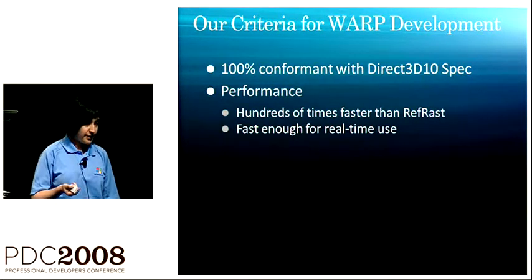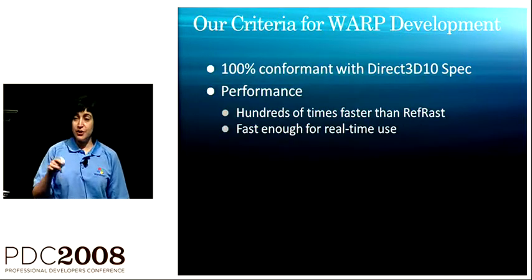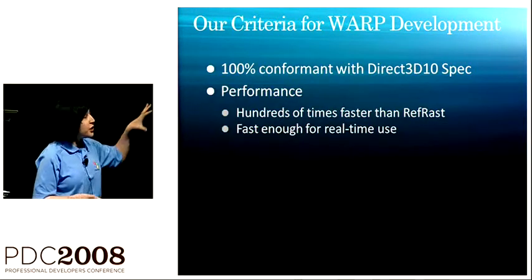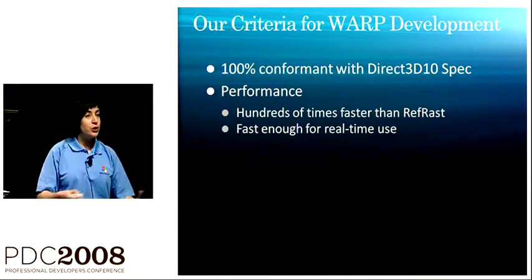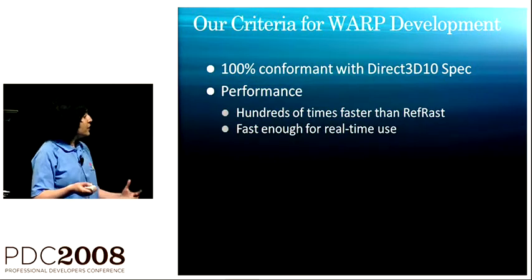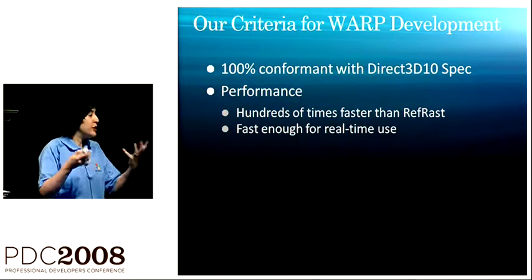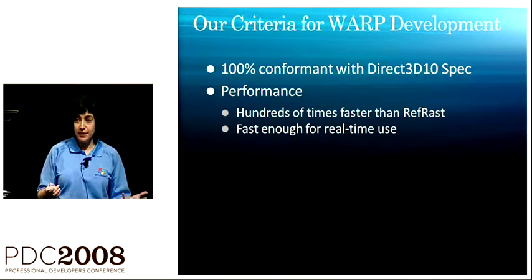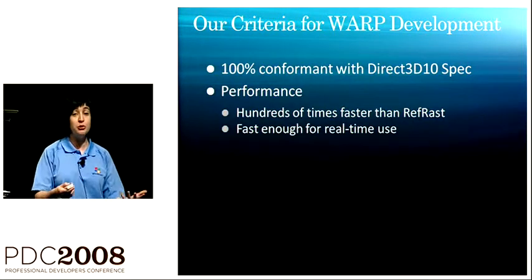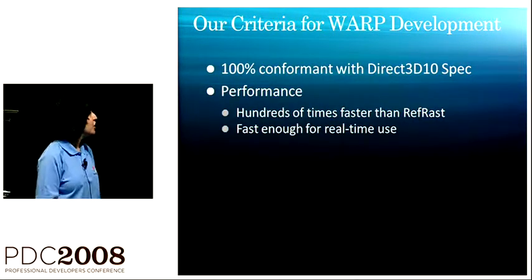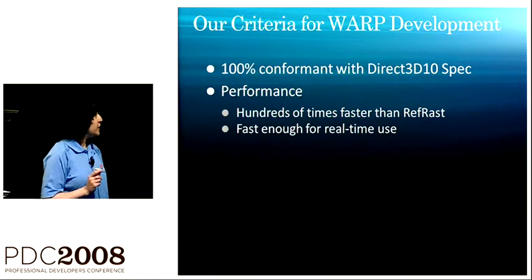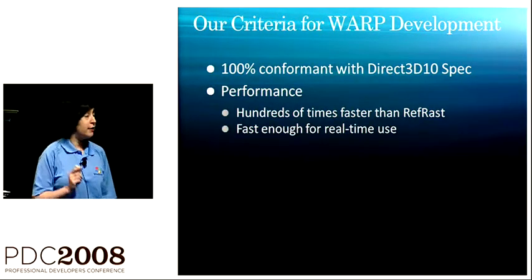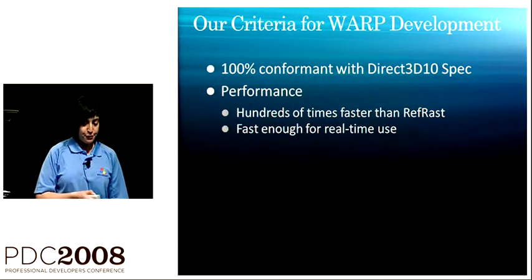RefRast is designed purely for correctness, and the source code is also designed to help our IHVs understand our intent with some of these features, right? Now, in contrast, with Warp, because we don't need to worry about making the code as human readable as possible, we can put all these optimizations in. We can write directly to assembly, we can do what we need to get it to be faster and faster. So the goal was to make it lots faster than Ref because it's aimed at a different target audience, and to make it fast enough for real-time use.